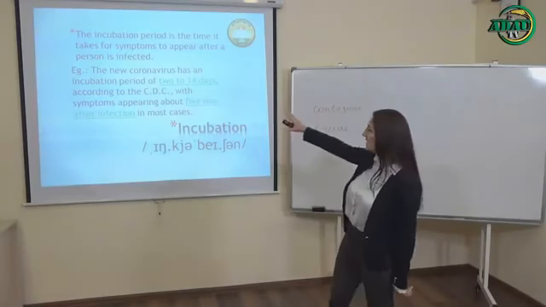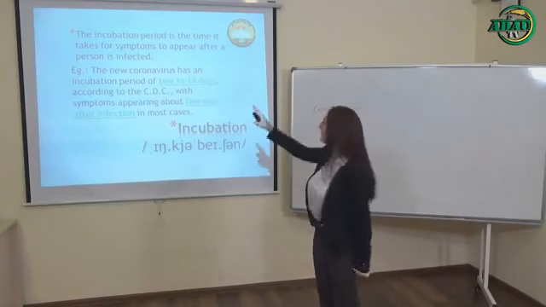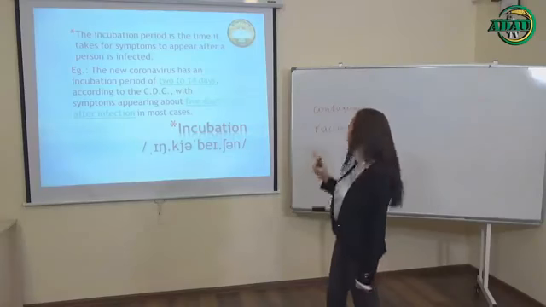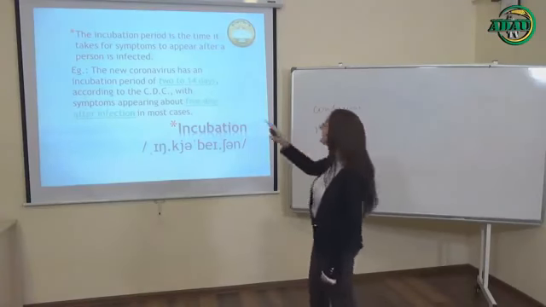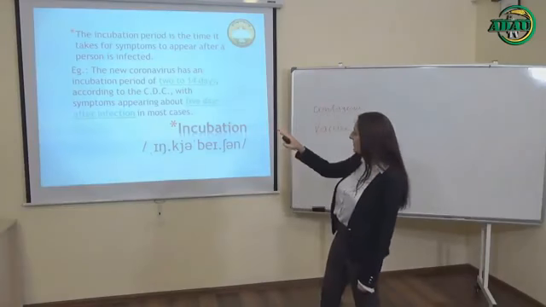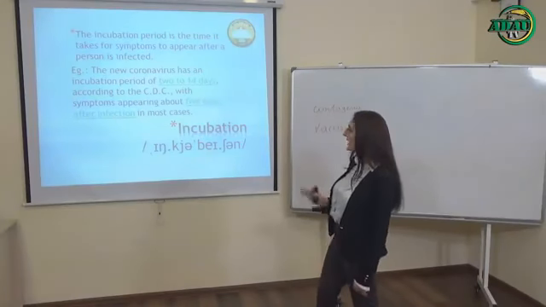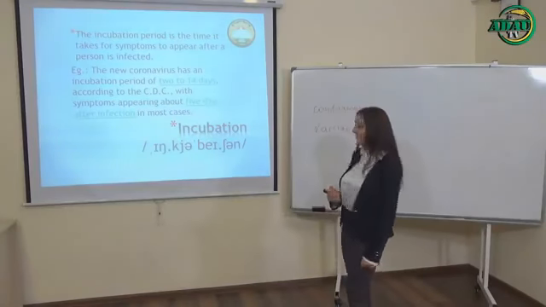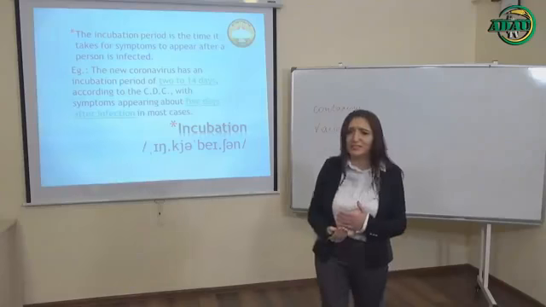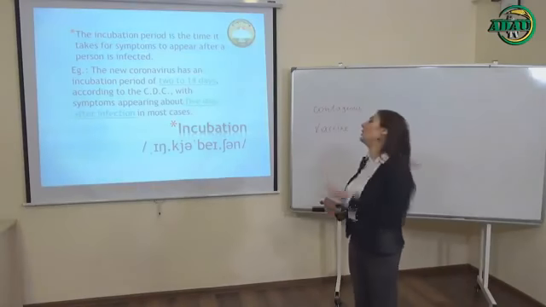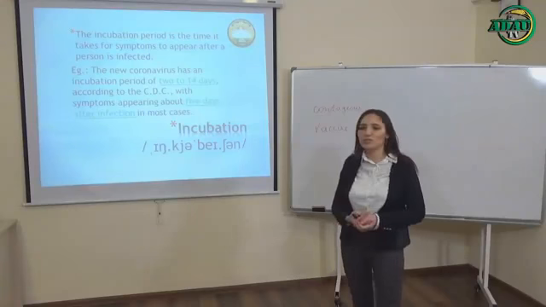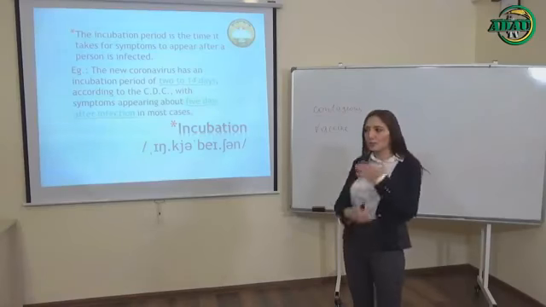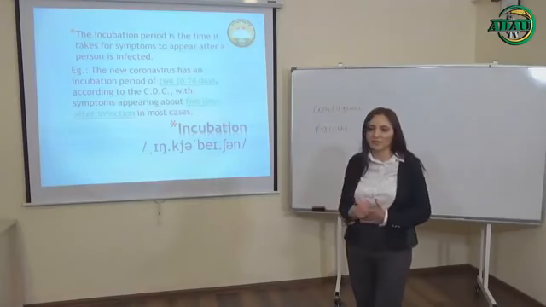This is an example. The new coronavirus has an incubation period of 2 to 14 days, according to the CDC, with symptoms appearing about 5 days after infection in most cases. So mostly after 5 days of contacting the virus, we usually can see the symptoms. So this is the incubation period: the time for symptoms to show up after contacting the virus.